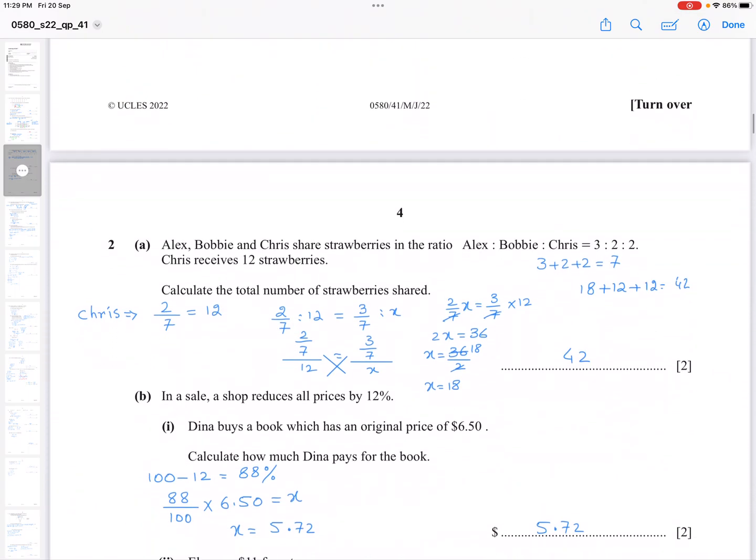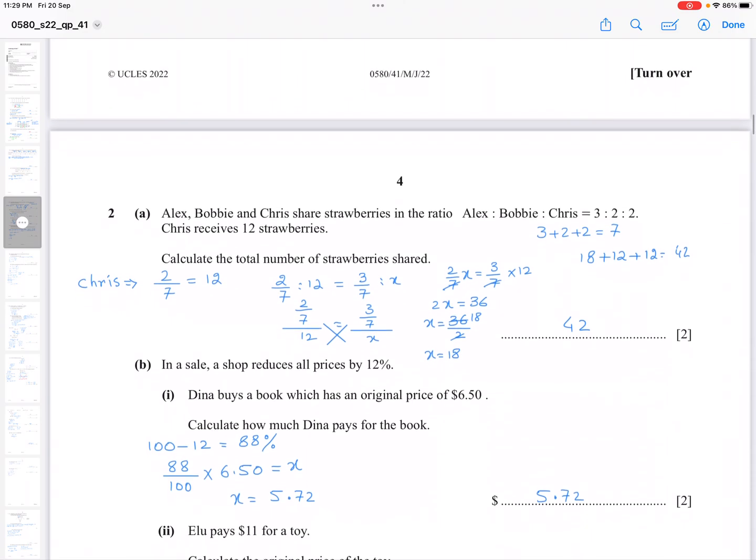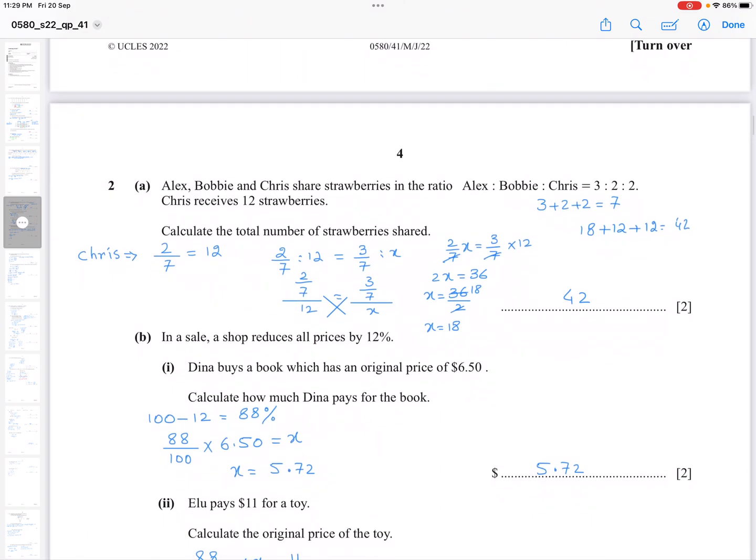Question number 2, Part A. Alex, Bobby and Chris share strawberries in the ratio 3:2:2. Chris receives 12 strawberries. Calculate the total number of strawberries shared. So add all the values 3, 2 and 2. Add all these ratios, you get 7, and now calculate the total number of strawberries shared. Chris has 2 over 7, which equals 12, because he said in the question Chris receives 12 strawberries.